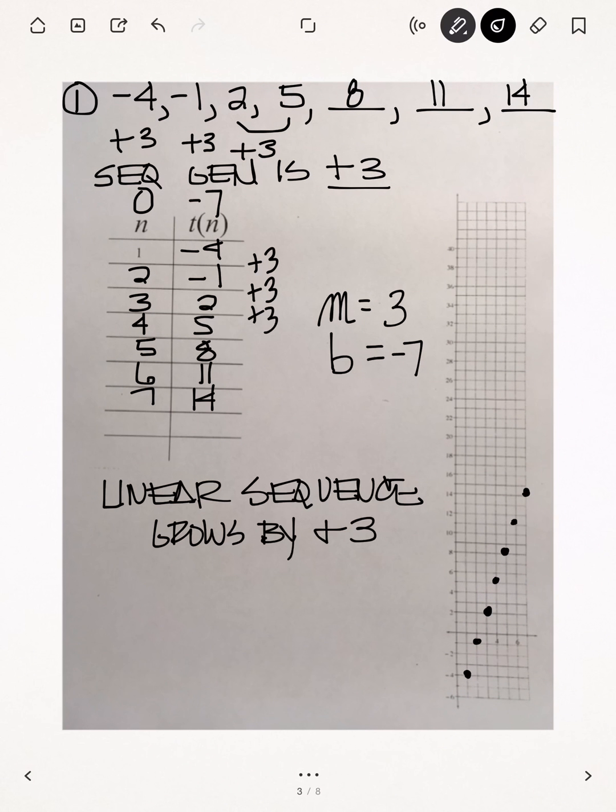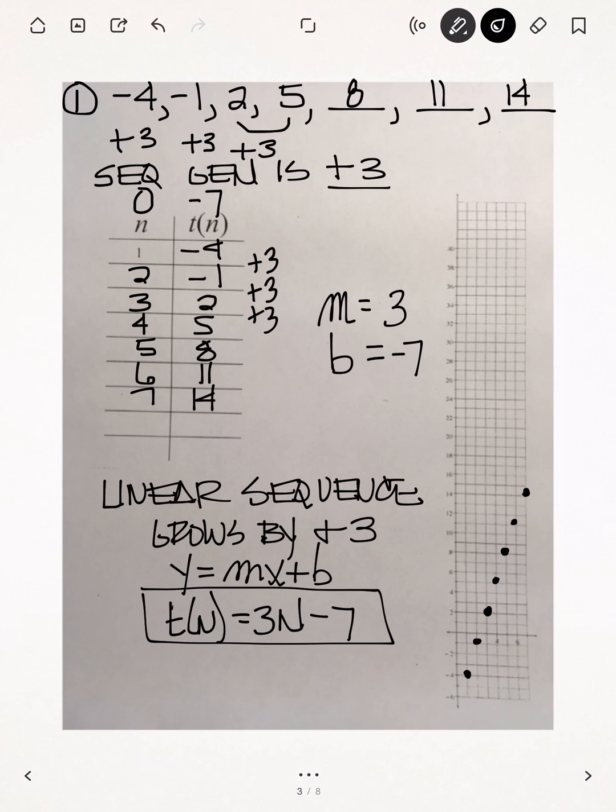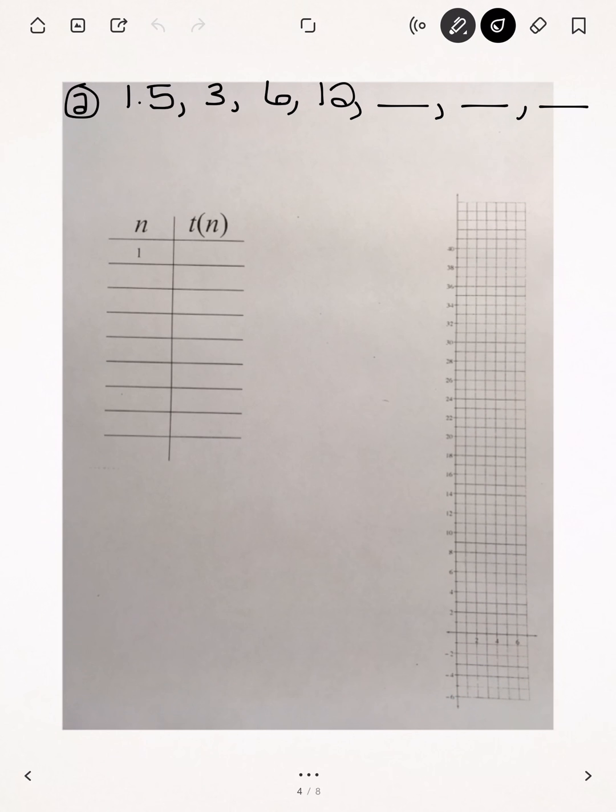So when I write my equation, even though I'm using y equals mx plus b, I'm actually using t of n for y. My slope is 3, my x is really n, and my b is -7. So there is the equation of the sequence that I graphed. All right, that's the first type that we're going to talk about today, linear sequences. Let's move on to the next one.